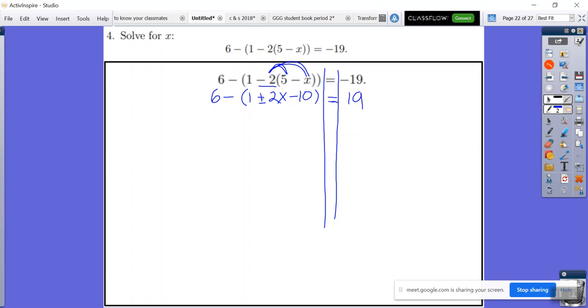Talk loud. Alright, so now we would combine the like terms inside the parentheses, which is the +1 and the -10. Okay. And +1 minus -10 is -9. So then we would just rewrite it and get 6 minus 2x minus 9 in the parentheses equals -19. Okay. Next step.